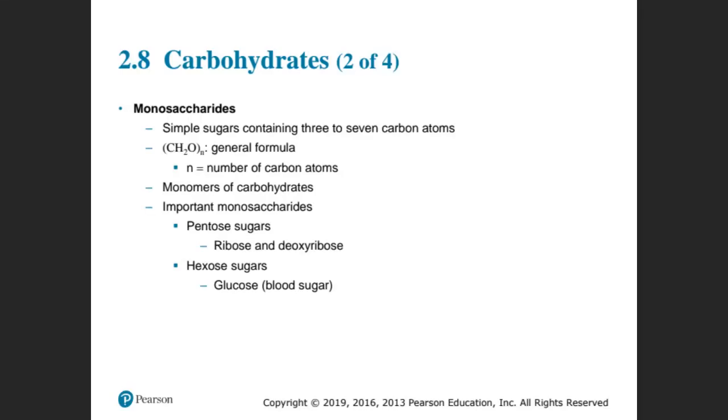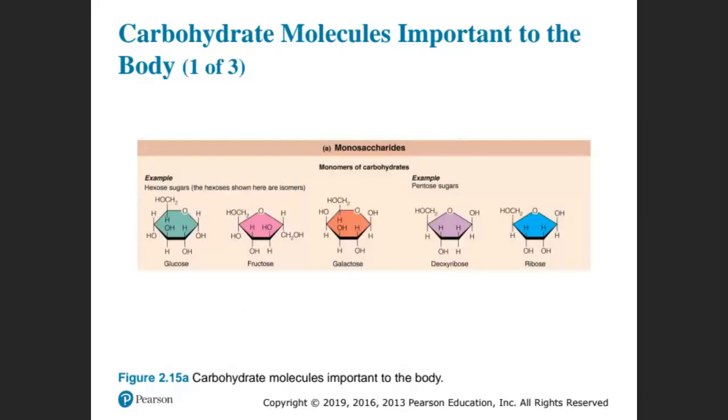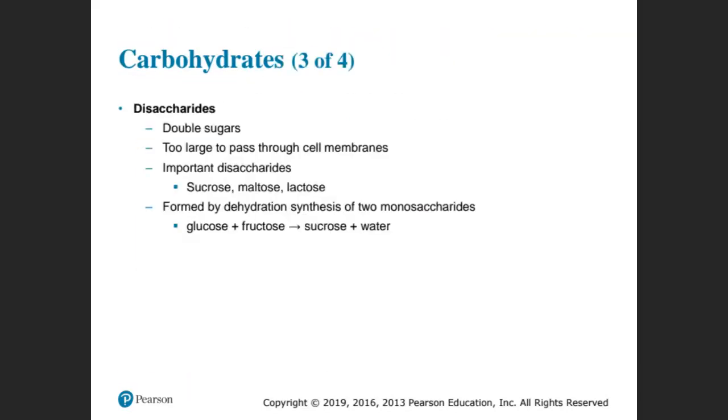And so, what can carbohydrates do? What's the purpose of this? Well, monosaccharides include things like glucose. And so these are very, very important. Blood sugar is very important for helping us with an energy source, and carbohydrates are a great short-term energy storage for the body. Disaccharides include things like sucrose, that's table sugar, maltose, and lactose.